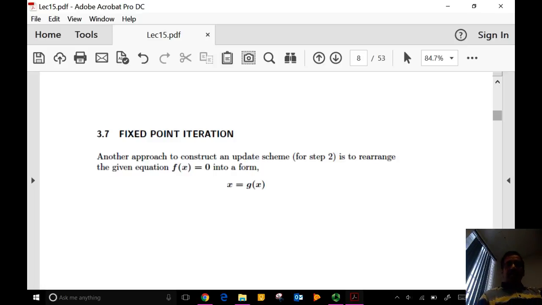So let's just take some function f of x equal to 0. That means I need to find what the value of x is such that the function is equal to 0. What is that problem?